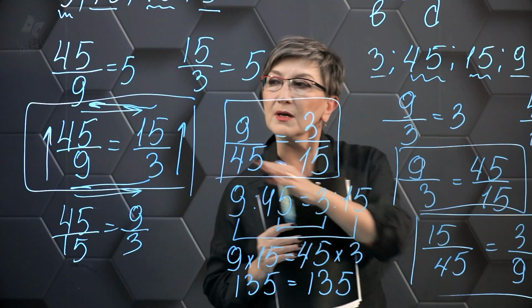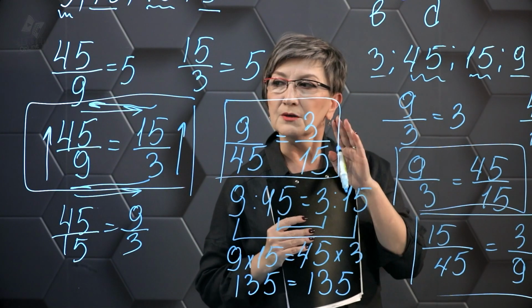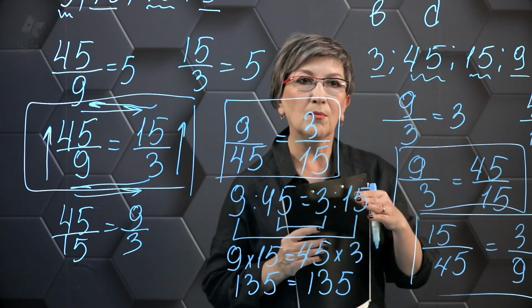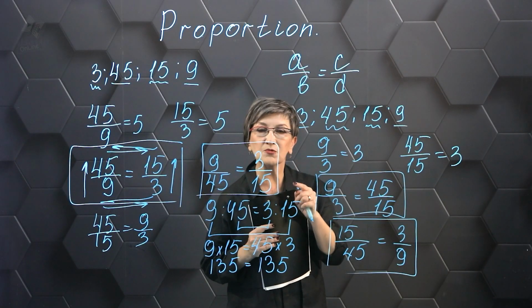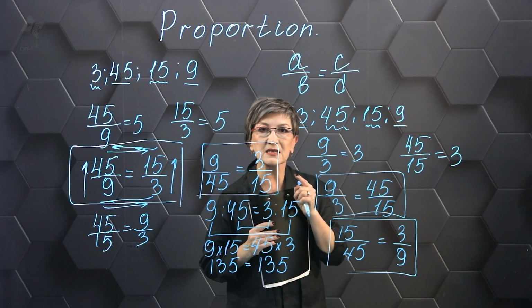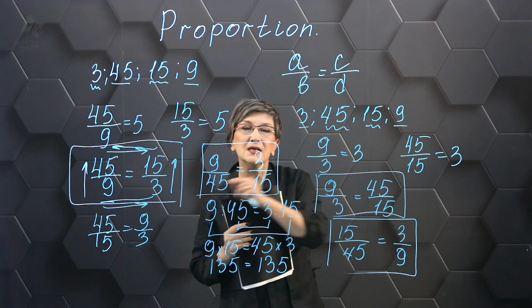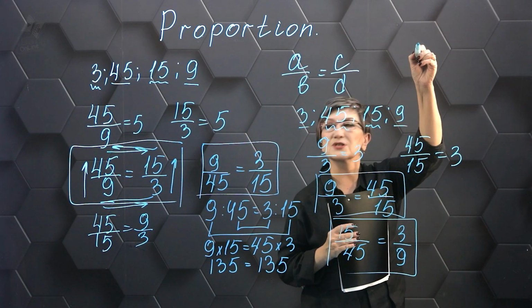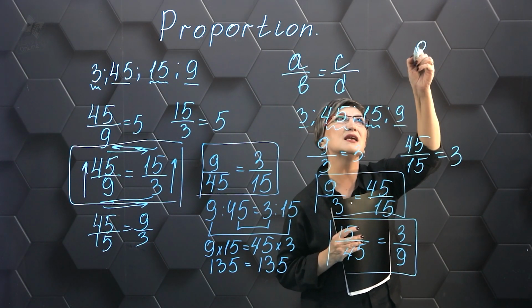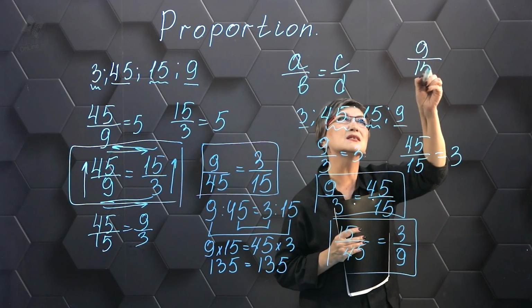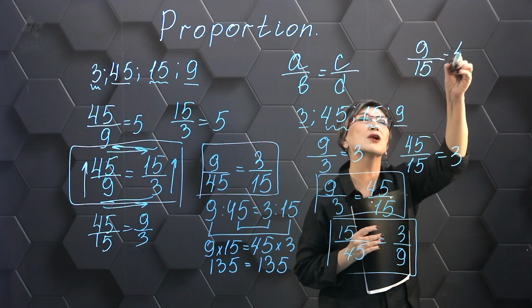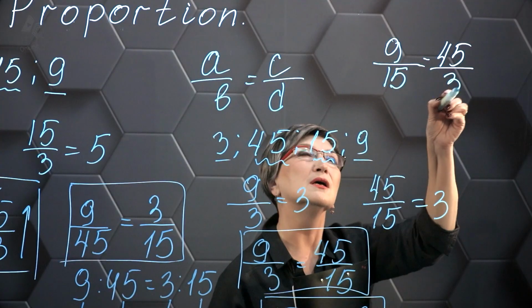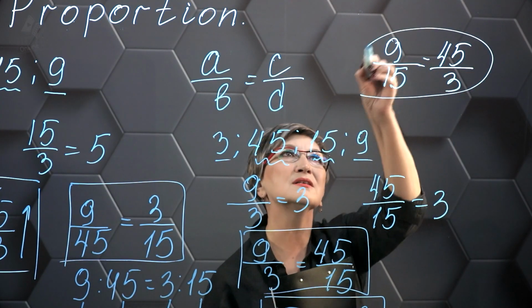You may have thought that by rearranging the numbers in any order, you'll always get a proportion. But let's take a look at the wrong way to make a proportion. If I look at the ratio of the number 9 to 15 and the ratio of 45 to 3, then this equation will not be a proportion.